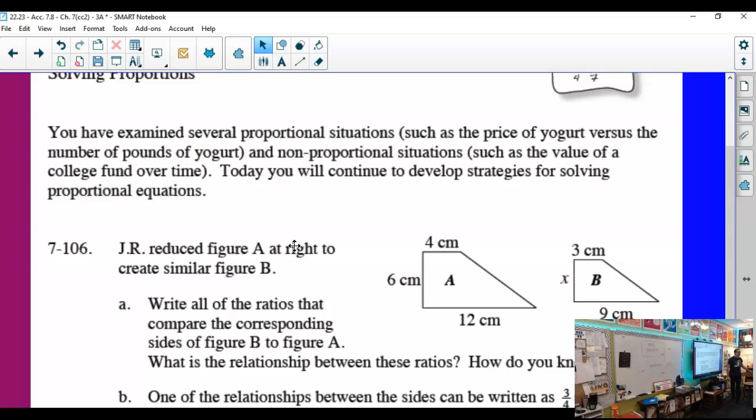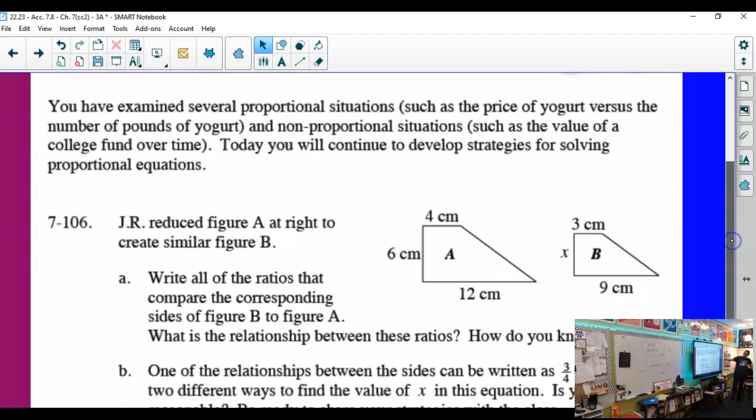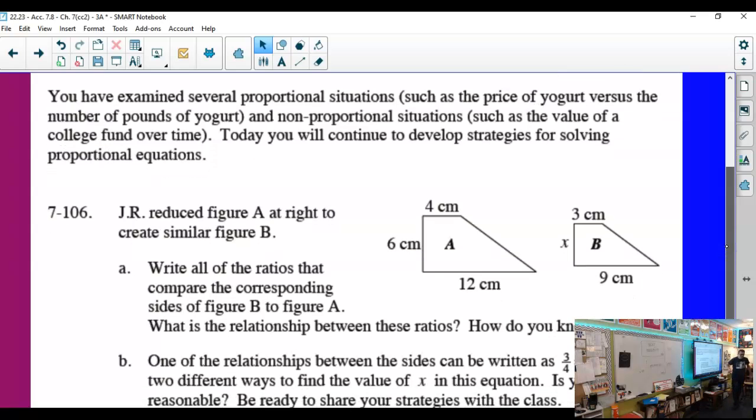When we have similar figures, that means they are the same shape, just different size. Same shape, different size. So you and your partner, I forget if this one's on your paper or not, figure out what X would be. Talk to each other about how you can determine what X would be here.